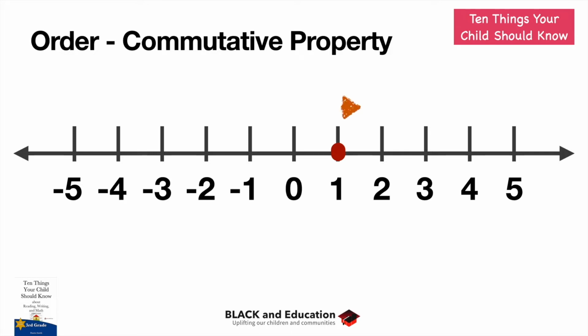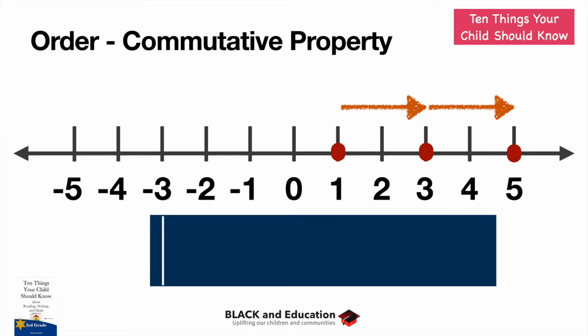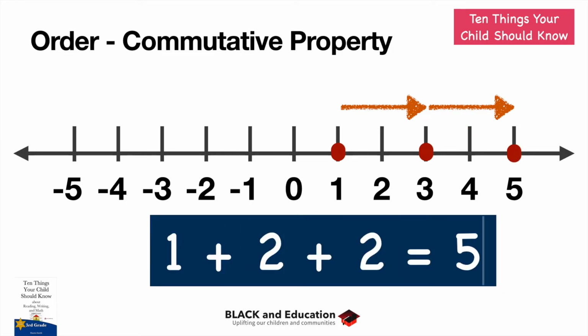It's just about order. So let's look at this in terms of a number line. Let's say I start out at the number 1 and I want to go up 2. If I go up 2 from number 1, I'll be at 3. And if I go up another 2 from 3, I'll be at the number 5. So essentially what that's telling me is that 1 plus 2 plus another 2 is equal to 5. So how about if I switch the order of this? What if I started off at 2 instead of 1? Would I end up at the same place?